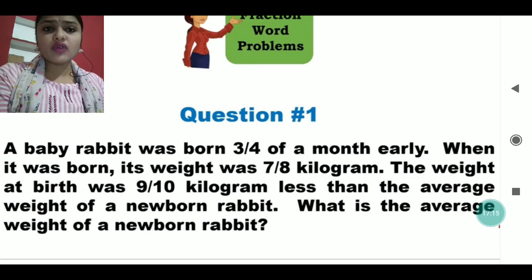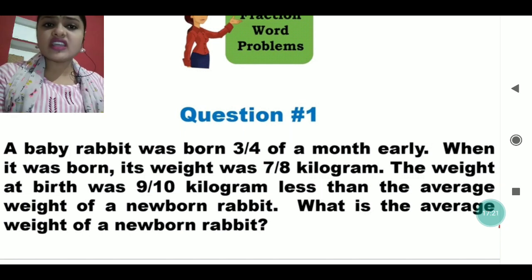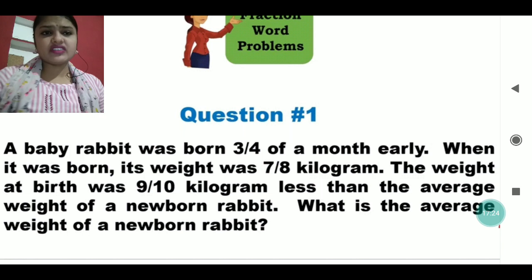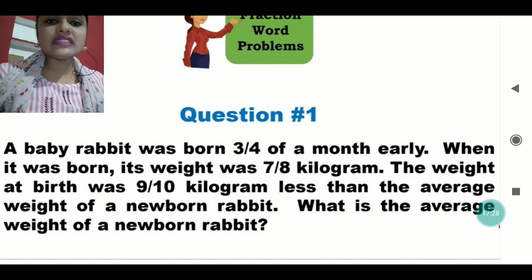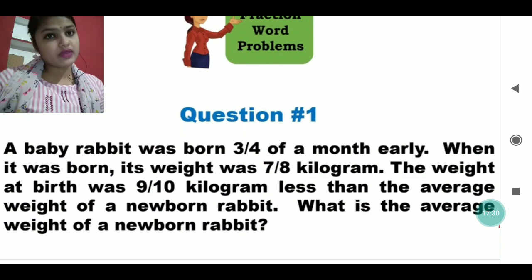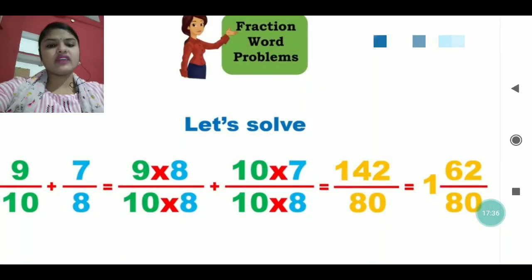Then the birth was, after 1 year maybe, 9 by 10 kilogram, which is lesser than the average weight of a newborn baby. What is the average weight of a newborn baby, a newborn rabbit? Now just see what we will do. See how we have solved.